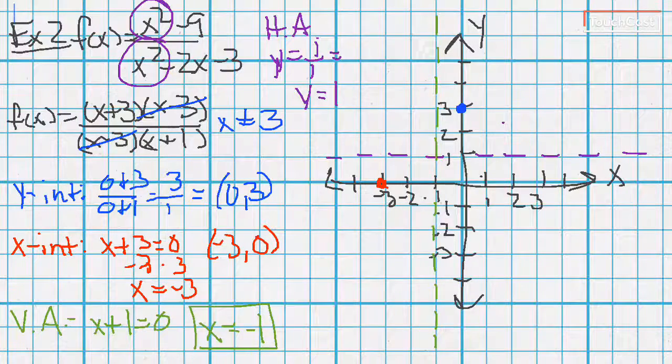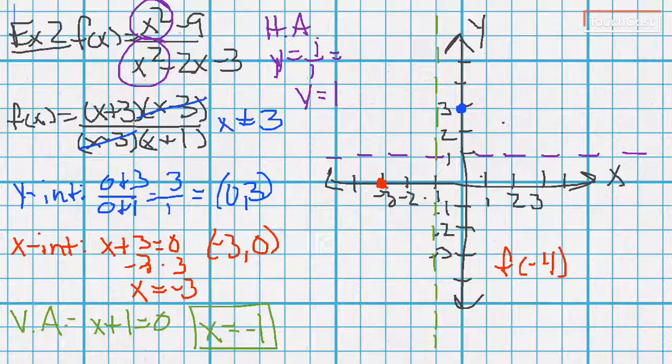Now, what we need to do is pick points between and beyond the intercepts and the vertical asymptotes. Really, all I'm going to do is pick an x value that's to the left and the right of my two asymptotes. So first here in red, I'm going to find f of, well, an x value that's to the left of -3. Let's just do -4.